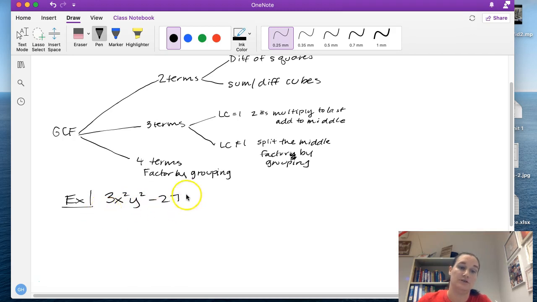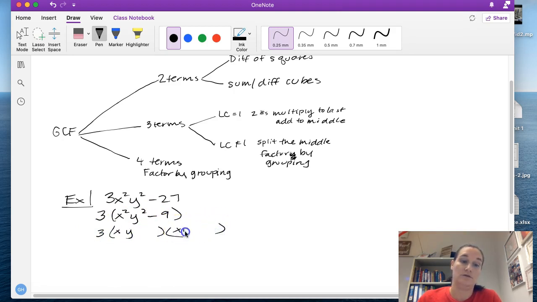So first thing we want to do when we look at this is look for a GCF, and there is one. 3 divides evenly into both of those, so we're going to go ahead and factor out a 3, or divide it out, and get x squared y squared minus 9. That is 2 terms, so then we're looking for difference of squares or possibly sum or difference of cubes. These are perfect squares. 9 is a perfect square. It is a difference. There is no sum of squares formula, so please don't do it.